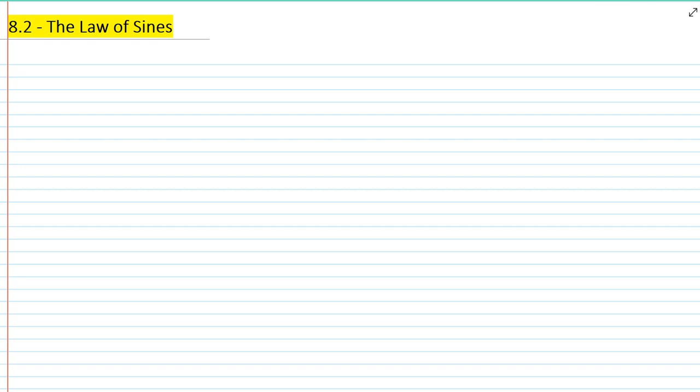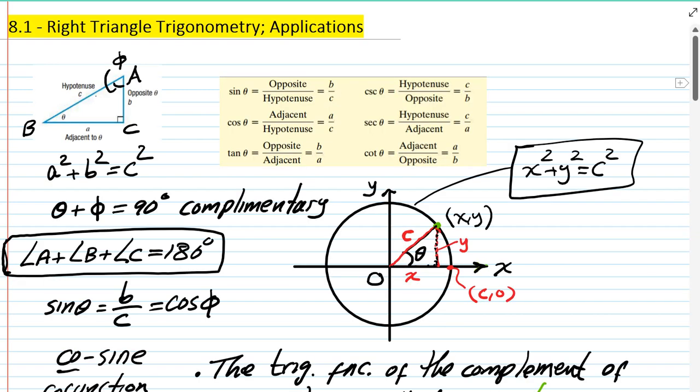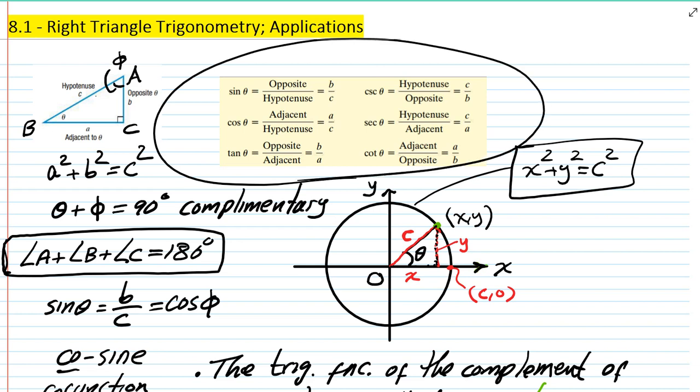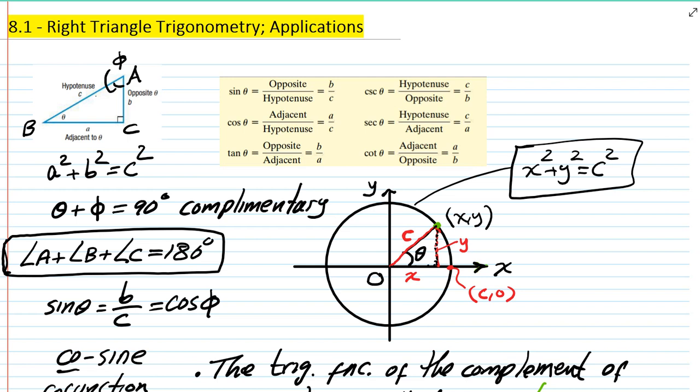So now we're going to talk about the law of sines. In the previous section, we talked about right angle trigonometry, and our discussion led to defining the six trig functions as ratios of sides of a triangle. Remember, before that, we defined the same trig functions as the coordinates of a point on a unit circle. So this is a transition from the unit circle definition to the sides of a triangle.